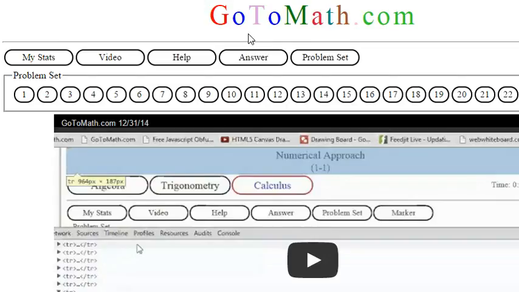We're at GoToMath.com. Click on algebra, go down to Radical Equations, and we're going to be looking at, it looks like, 9.1. Alright, what is 9.1? Well, we're trying to find the solution set to the radical equation.